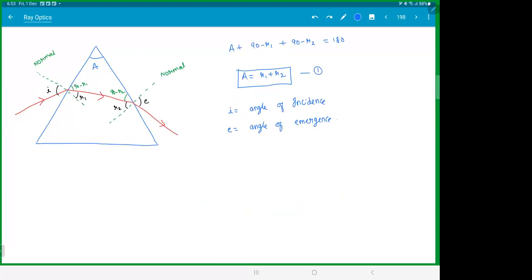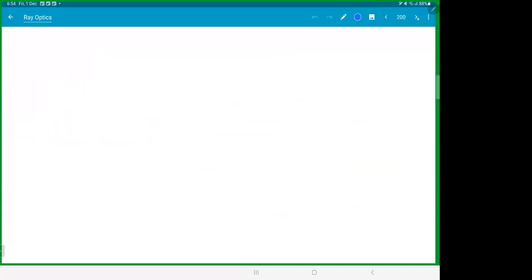Previous page here. Have a look at this. Don't worry about this. You'll get the notes anyway. Next thing. Now for minimum deviation, or at delta minimum, I is equal to E. Therefore, R1 is equal to R2, which will be equal to A by 2. So delta minimum is I plus E minus A. This becomes 2I minus A.